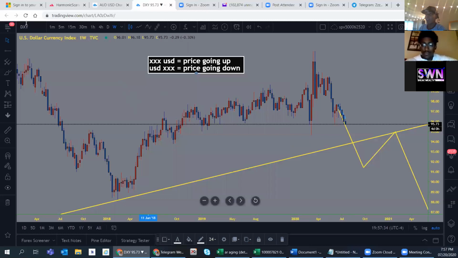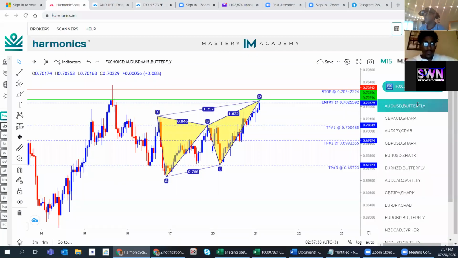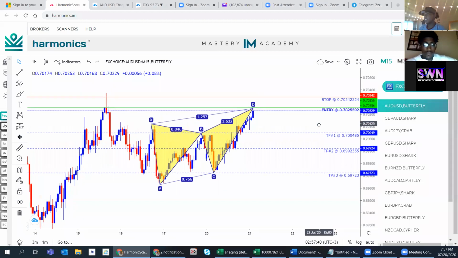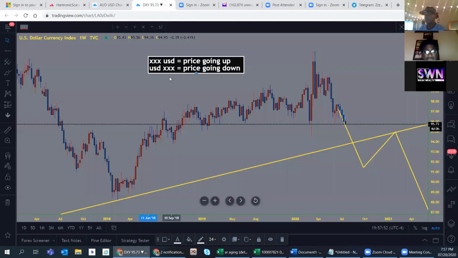So the scanner technically is calling for a sell. But this price is still going up. It's been going up because the dollar's going down.